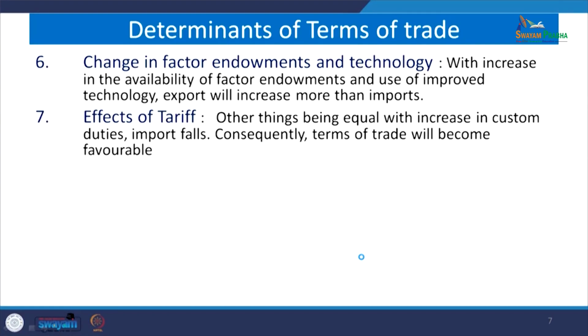And keeping other things equal, there are the effects of tariff. If a tariff is there on a product, again it depends upon the small country and large country context, large versus small, which I have already discussed. Now, if the country is imposing duties or tariffs, imports fall. So, terms of trade will become favorable, since we are able to reduce the imports.